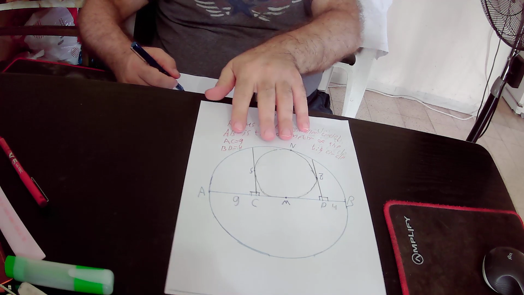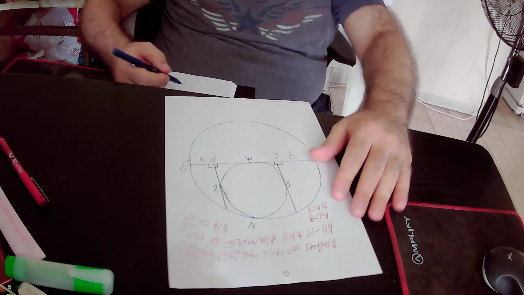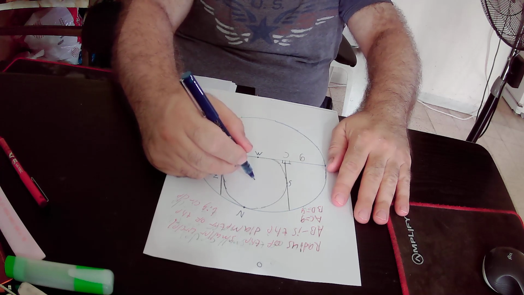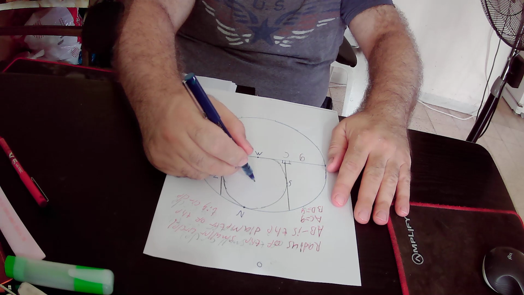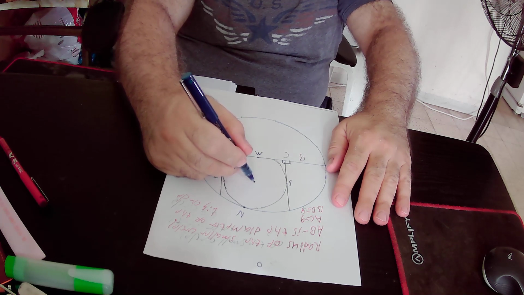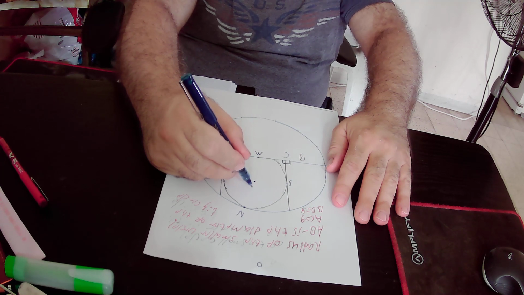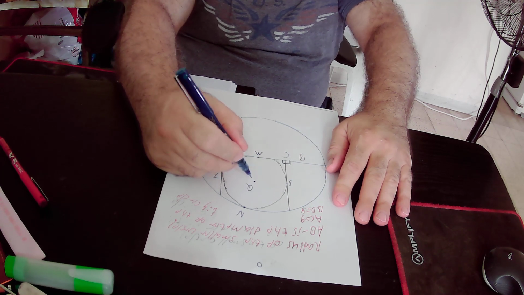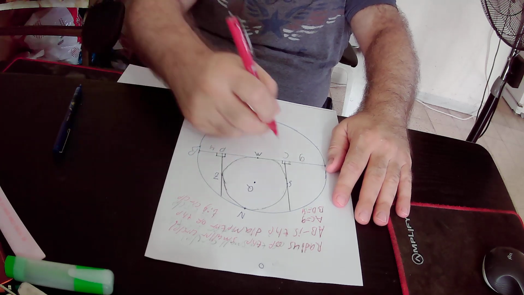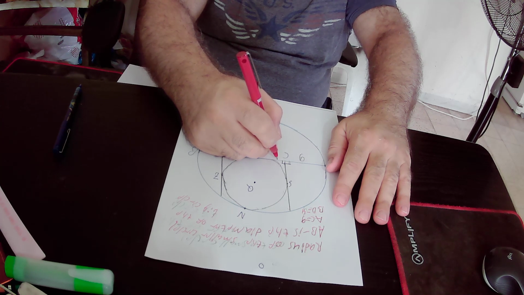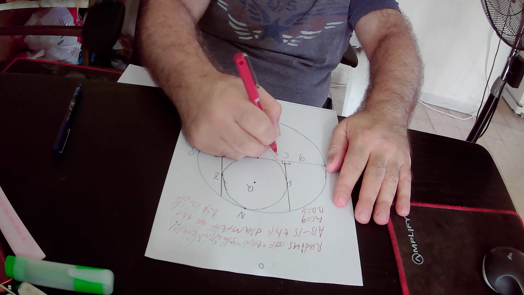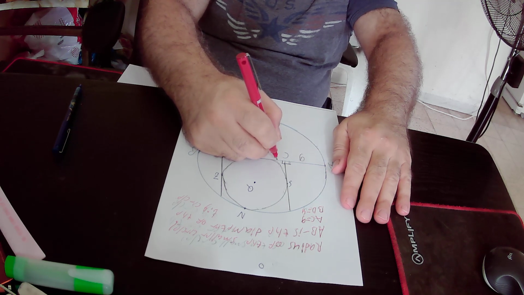Okay, so in the next step we will define the center of the small circle. This is the center of the small circle. Let's define this point as point Q. Again, point Q is the center of the small circle, and we will define point P as the center of the big circle. Again, point P is the center of the big circle.